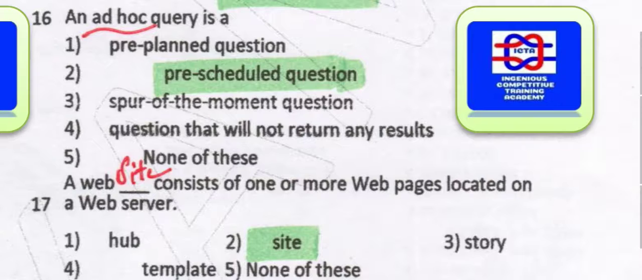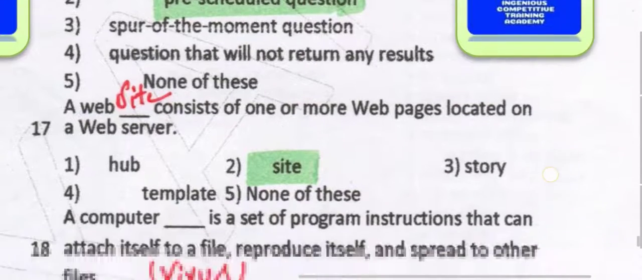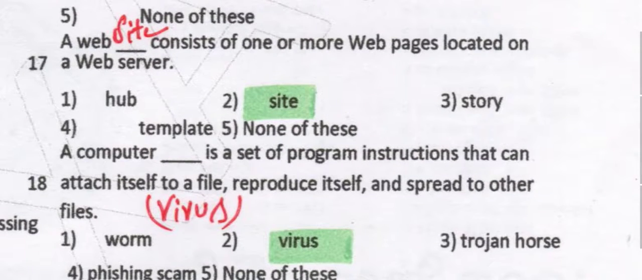An ad hoc query is a non-scheduled question, which is also known as an ad hoc query. A website consists of one or more web pages located on web servers. This is exactly what a website has: one or more web pages located on the web server.